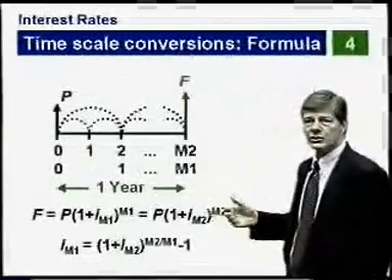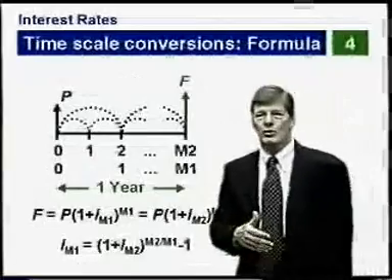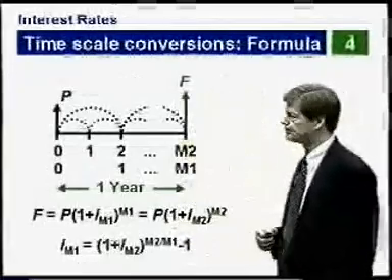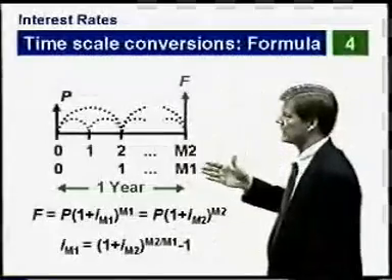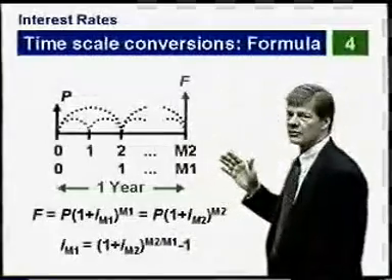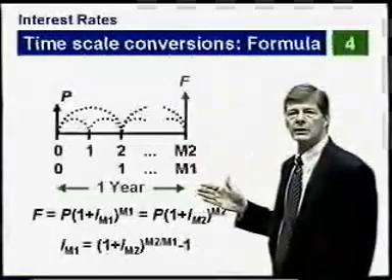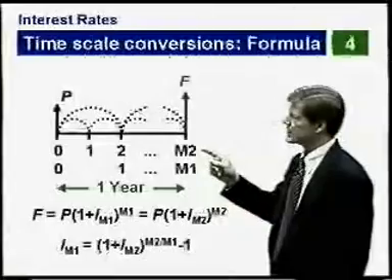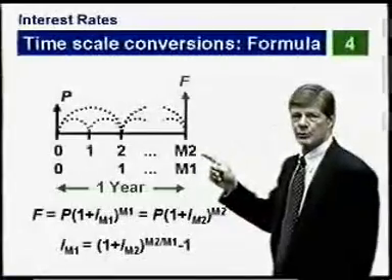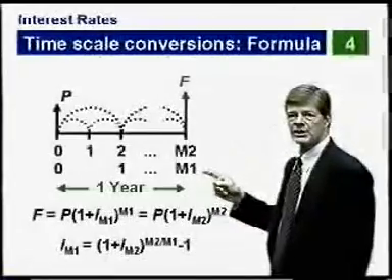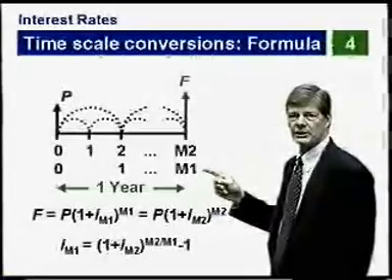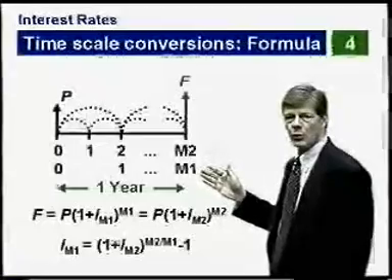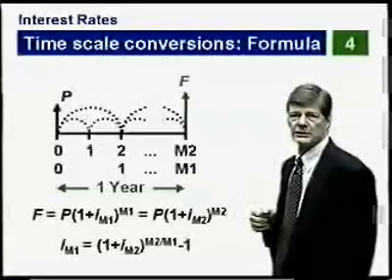Now, we need to be able to do this on any time scale, not just quarterly to semi-annually, and so we can generalize that this way. Here again, I've shown my cash flow diagram where I've divided the year up into two time scales. One is M2 periods per year, and the other is M1 periods per year. In my preceding problem, M2 was 4 and M1 was 2.